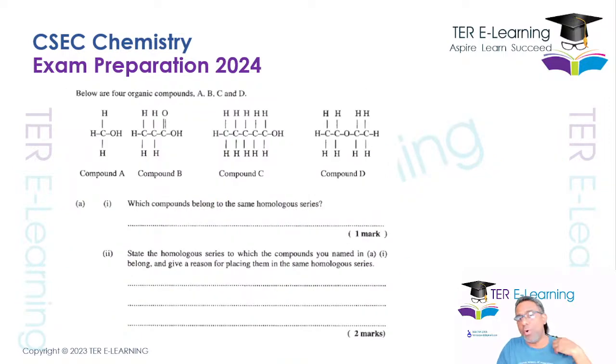Okay, so I have 4 organic compounds here, right? Like I said, you want to pass the exam, make sure you study organic chem, right? 30 marks out of the 100 marks will be based on organic, right? So we have which compounds belong to the same homologous series? What do you all think is the answer for that? We have compound A, B, C, and D. Which ones belong to the same homologous series?